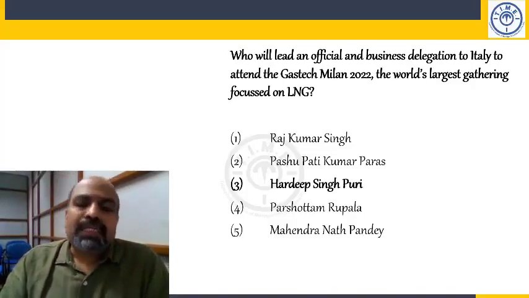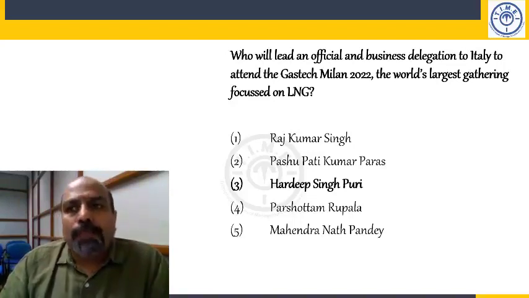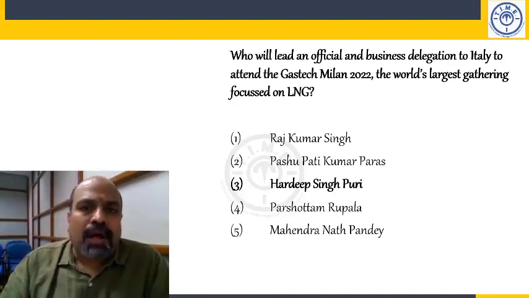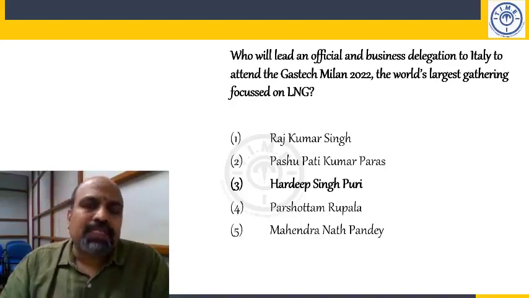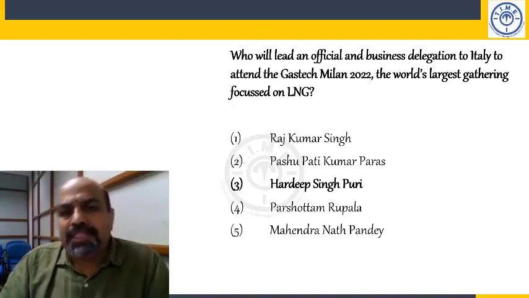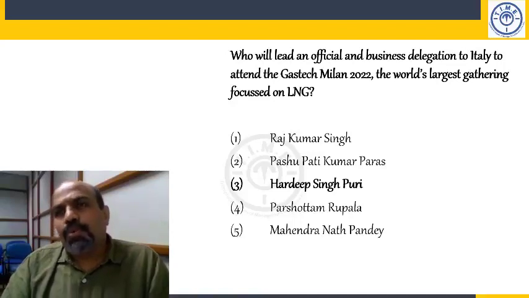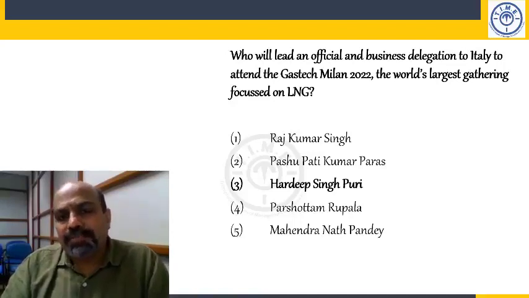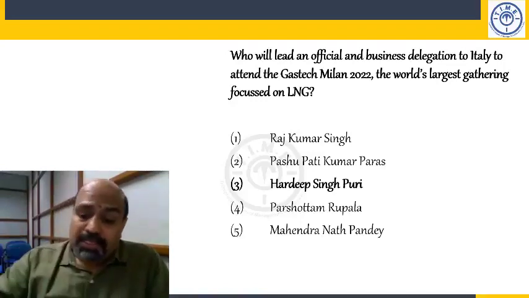Raj Kumar Singh. He heads 2 ministries. One, power. And the second one is related to the first one, new and renewable energy. So we took the names of all the 5 ministries.